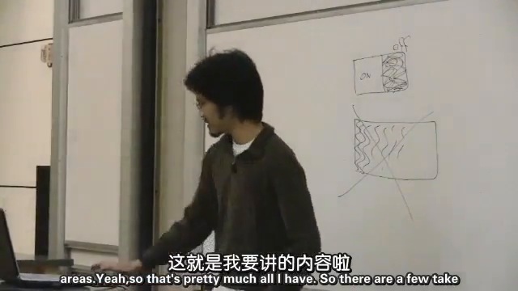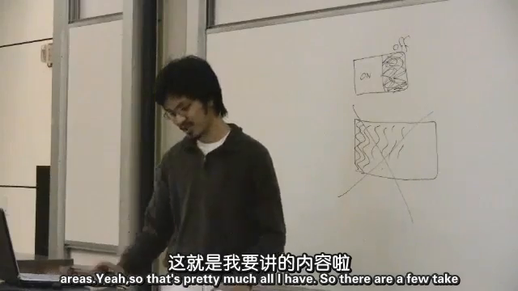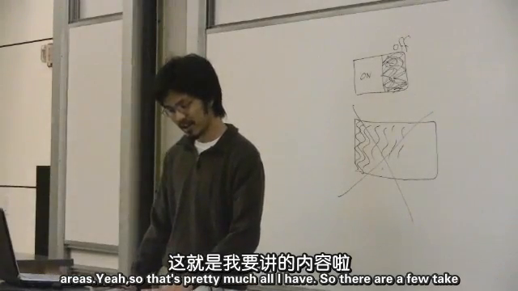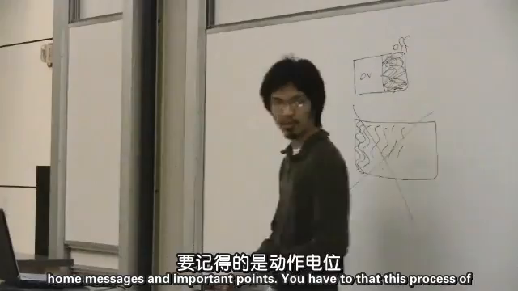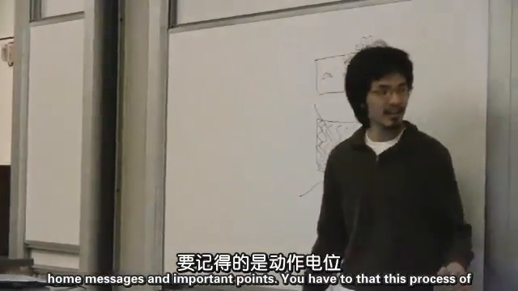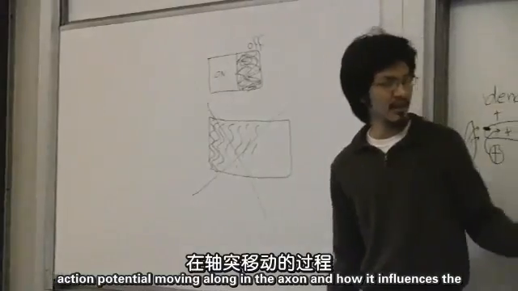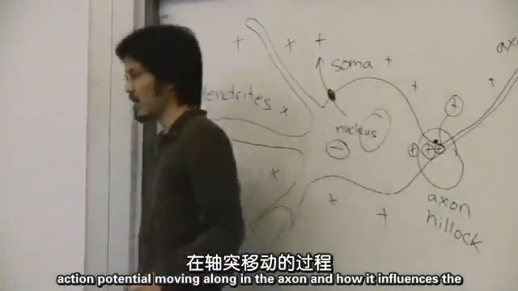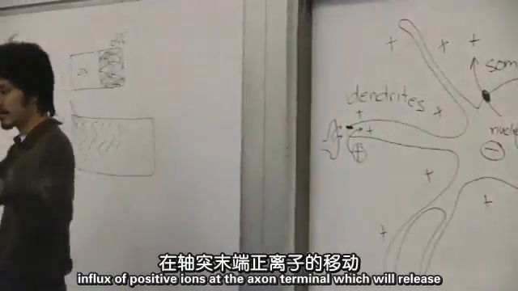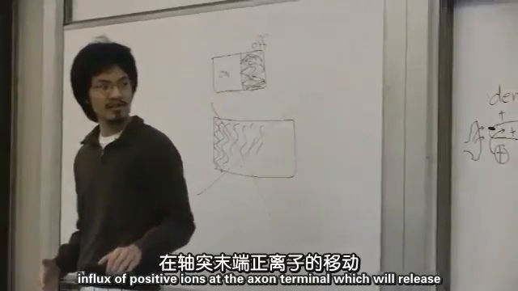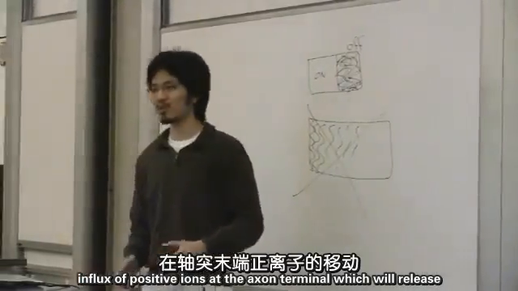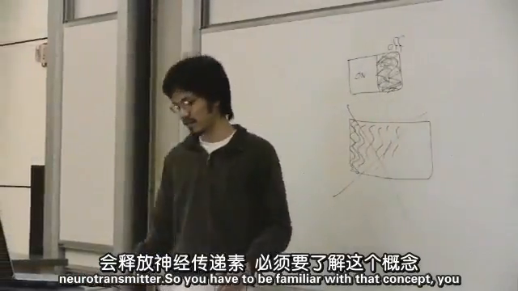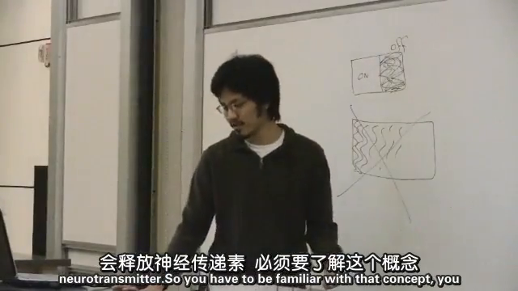Yeah, so that's pretty much all I have. There are a few take-home messages and important points. You have to know the process of the action potential moving along the axon and how it influences the influx of positive ions at the axon terminal, which will release neurotransmitter. So you have to be familiar with that concept.